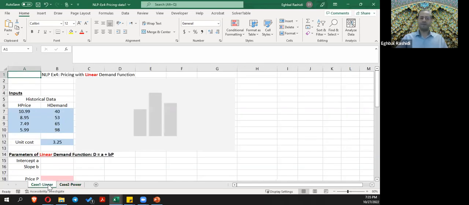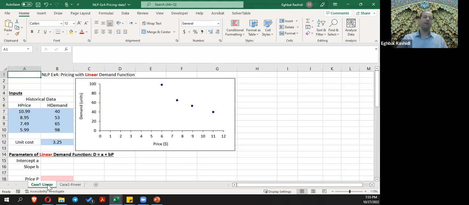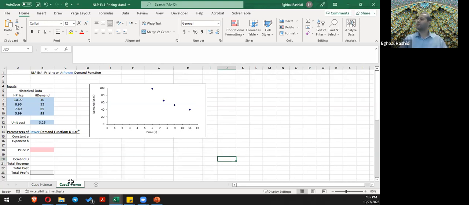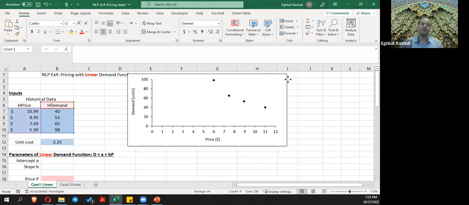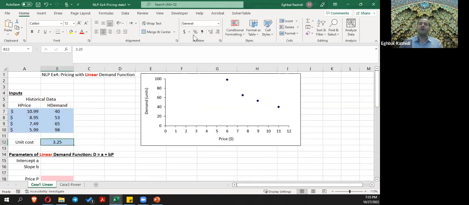We have 2 cases, as I said. One is f of x is linear, A minus B multiplied by price, and the other one is A multiplied by price to the power of B. B is actually a negative value, so it's going to be A divided by P to the power of B. These are the data that we have. The prices here should be dollar values, and the number of demands is in the second column. We also had the cost per unit for our problem, and that was $3.25. That's the unit cost.